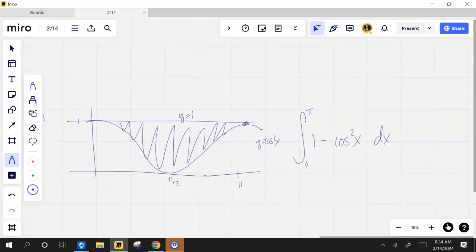I feel like cosine of 0 is 1. Cosine of, yeah. Yeah, I would definitely say you're not going to have to do an integral. That's my fault. Use your calculator on that one.